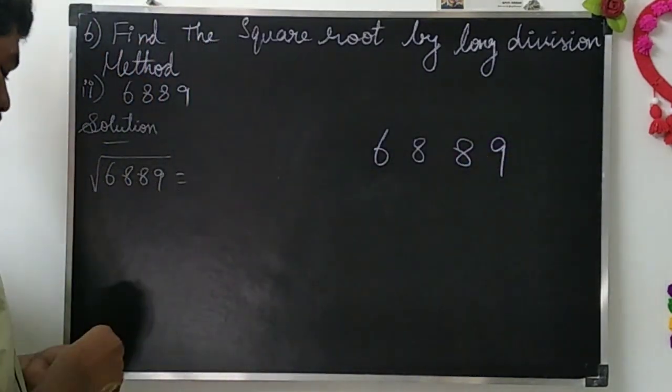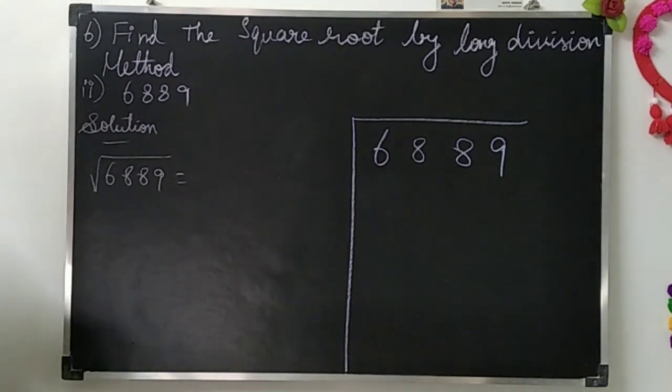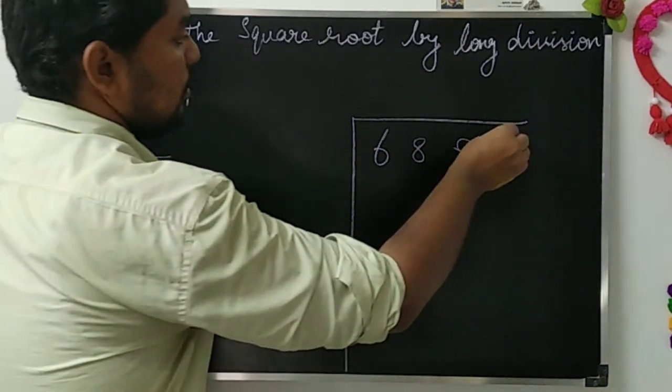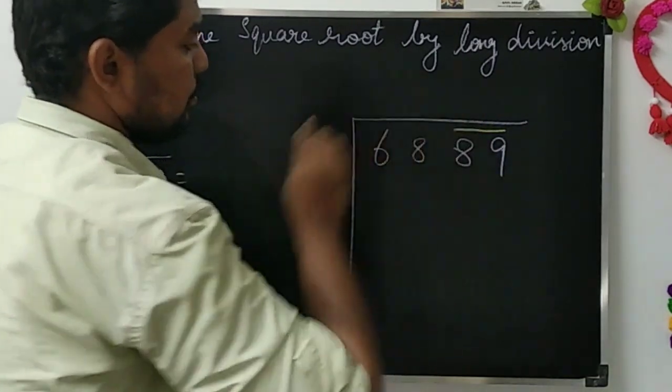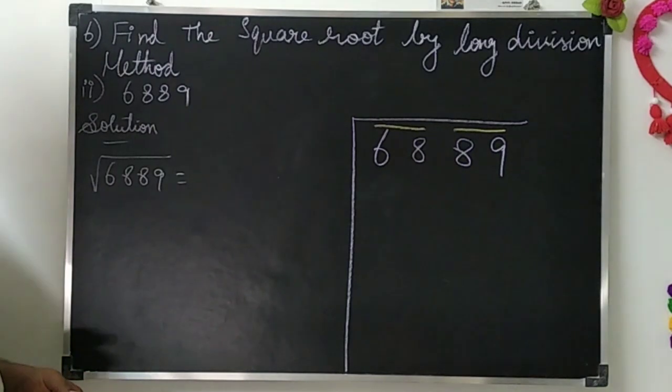6889. Okay, first step, you just pair the given digits from the ones place value. So 89 is one pair and 68 is the other pair. The number of digits is even, so each digit will get a pair.